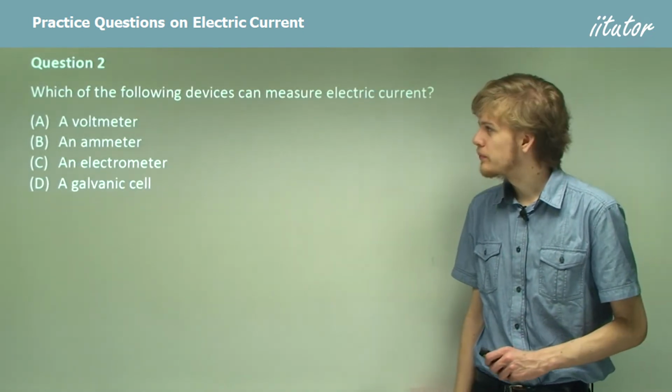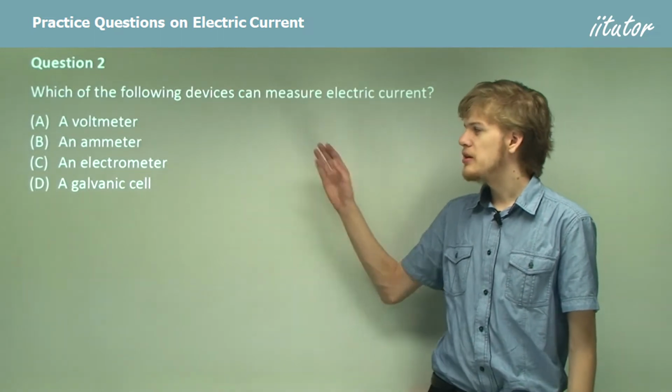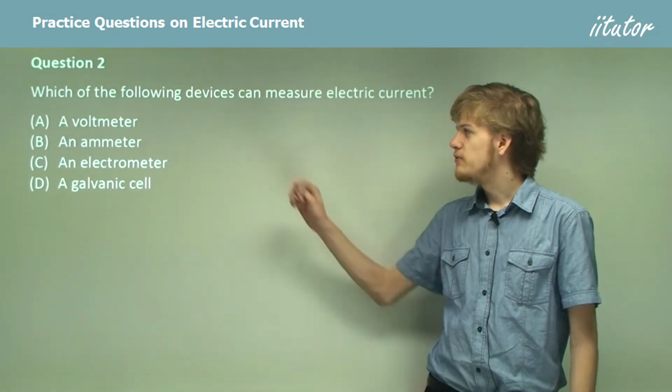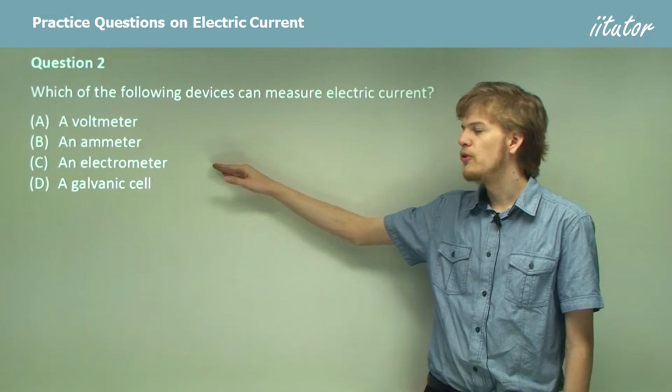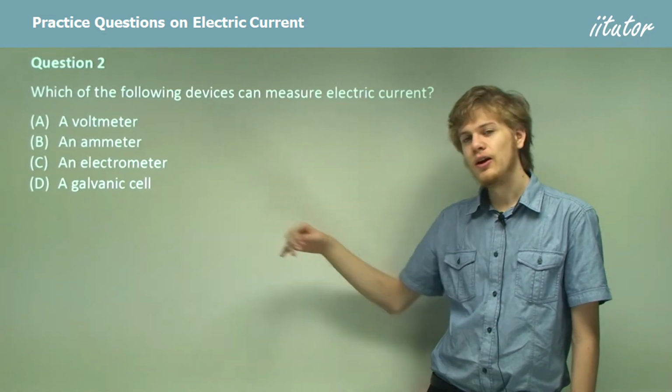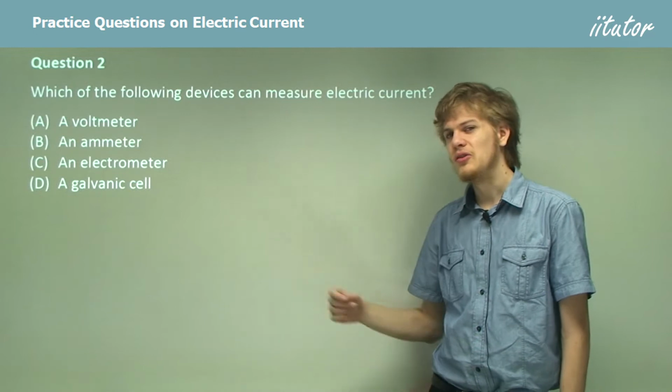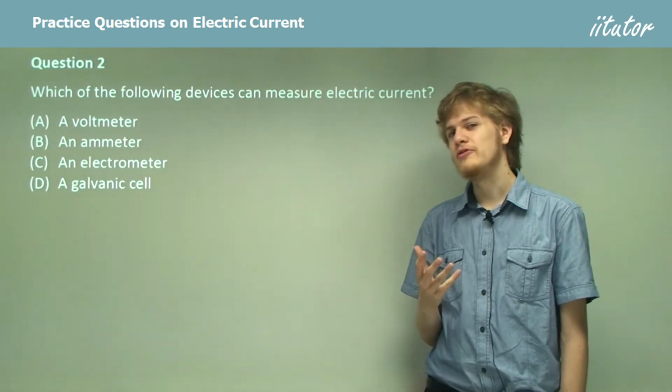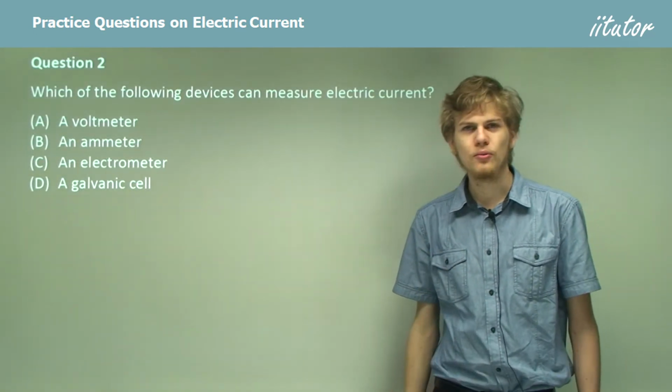Question 2. Which of the following devices can measure electric current? Is it a voltmeter, ammeter, electrometer, or a galvanic cell? Now all of these, except the galvanic cell, are used to measure something, but only one of them is used to measure current. Let's go through them.